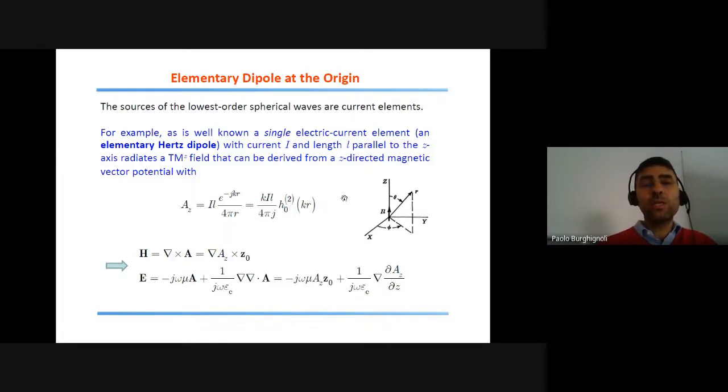Once you have the potential, then you can calculate in the customary way the fields by taking the curl of the potential to obtain the magnetic field, and then by calculating the electric field by using this combination of A and the gradient of its divergence. Those are the standard formulas taken from basic electromagnetics.